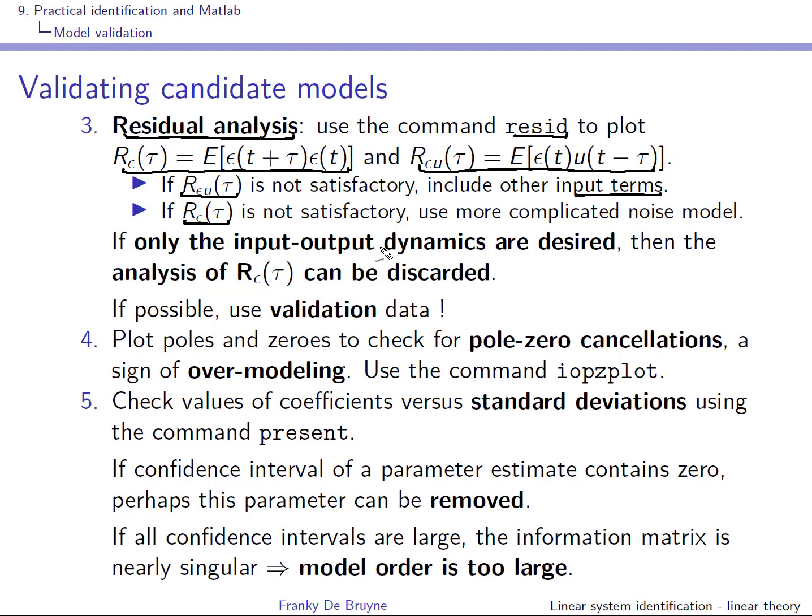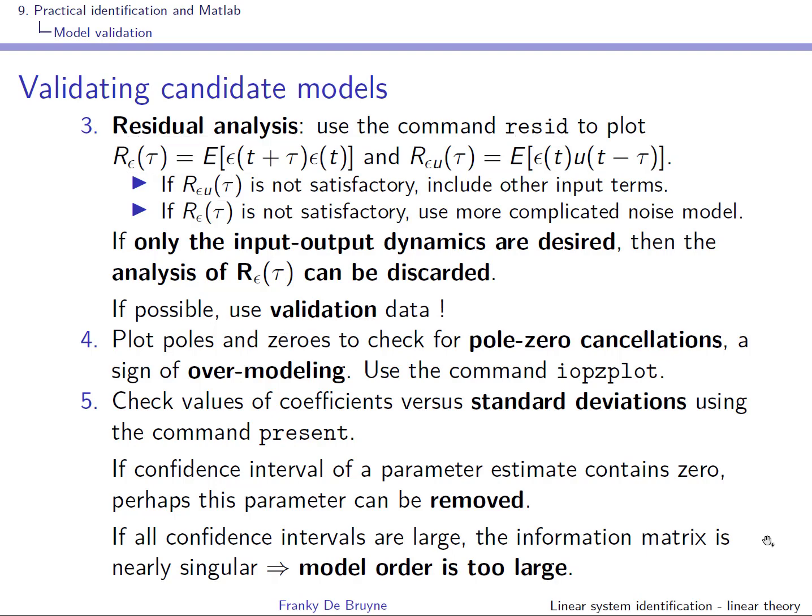If you're only interested in the input-output dynamics G, which means that you're interested in simulation, then of course only look at the cross correlation function, because this is the one that is going to validate the input-output dynamics. It doesn't make sense to look at the autocorrelation because this one is used for validating the noise model. And if possible, of course, always use validation data.